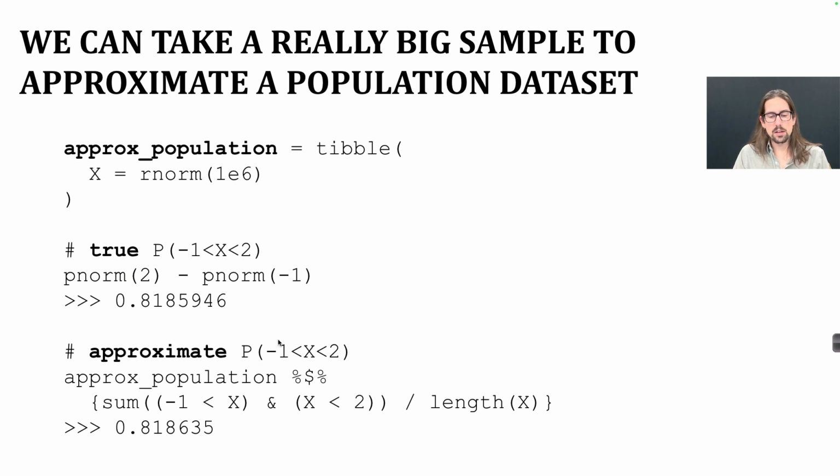And then all I need to do to estimate this probability is take my approximate population and just count how many times this thing happened and divide by the total number of rows, which is what I am doing here. I'm sorry, this is a little bit different than the way I've shown you to do it before, but it does the same thing. And you can see that the answer is very, very similar. So if I took n to be bigger and bigger and bigger, this number would become a closer and closer approximation of this.